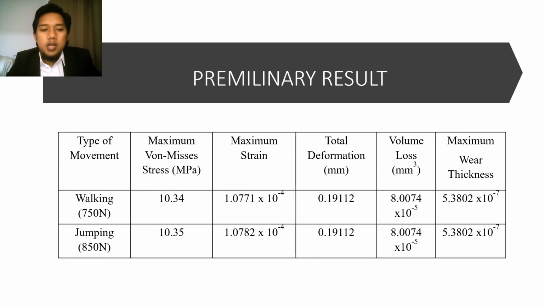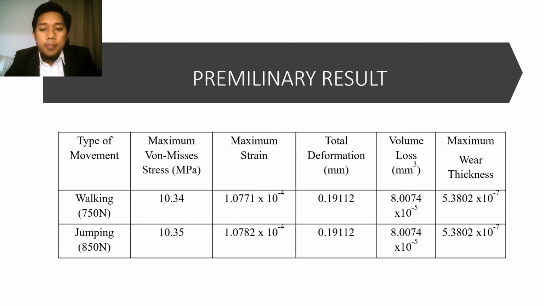Preliminary result: there are two types of movement: walking, 750 Newton, and jumping, 850 Newton. This is based on our research on journal. Maximum von Mises stress in MPa: 10.34 for walking, 10.35 for jumping. Maximum strain: 1.0771 times 10 to the power of negative 4 for walking, and for jumping 1.0782 times 10 to the power of negative 4.